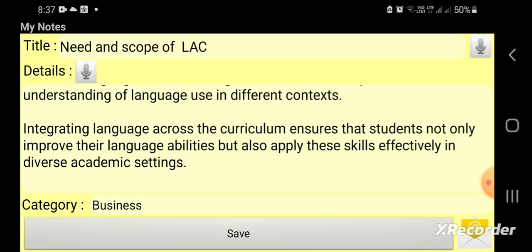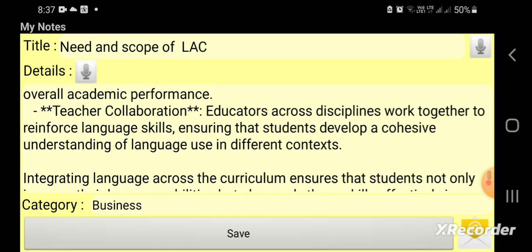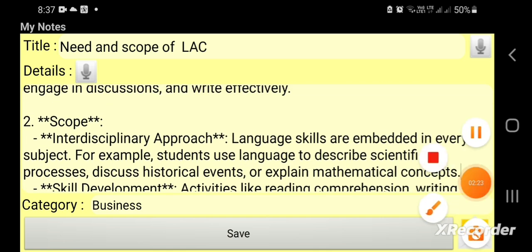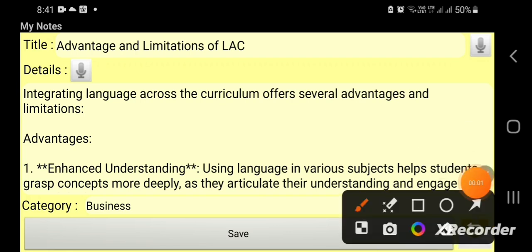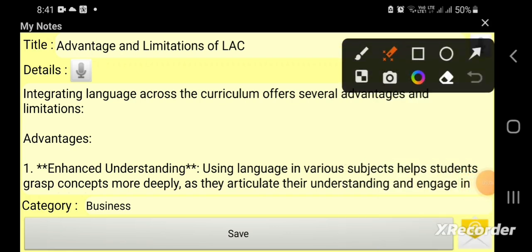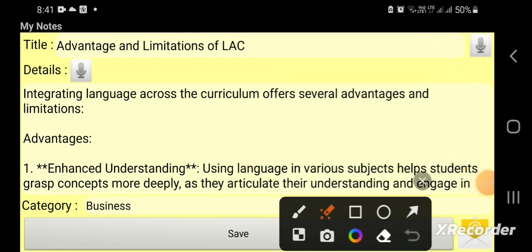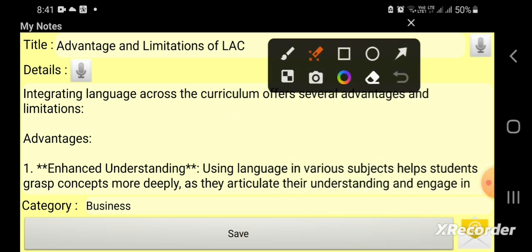So, integrating language across curriculum ensures that students not only improve their language abilities but also apply these skills effectively in diverse academic settings. Advantages and limitations of LAC. Integrating language across the curriculum offers several advantages and limitations.